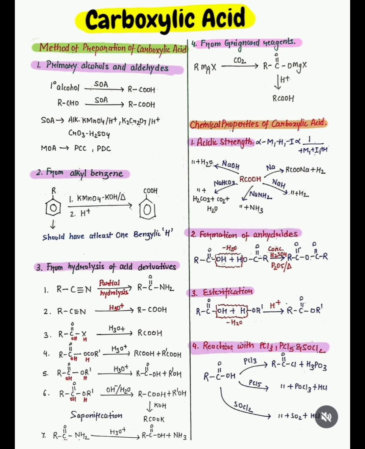The next point is chemical properties. The first chemical property is the acidic nature of carboxylic acid. The acidic strength of carboxylic acid is directly proportional to the minus M effect, minus H effect and minus I effect, and it is inversely proportional to the plus M effect, plus H effect and plus I effect. It may be concluded that when acid reacts with sodium metal, it gives RCOO minus Na plus plus H2 gas. Similarly, when it reacts with sodium hydride, it forms sodium carboxylate along with hydrogen gas.